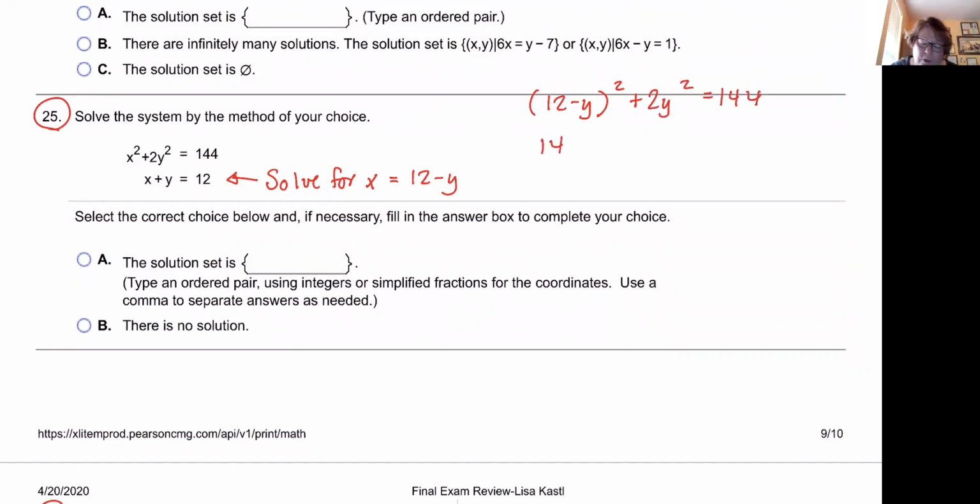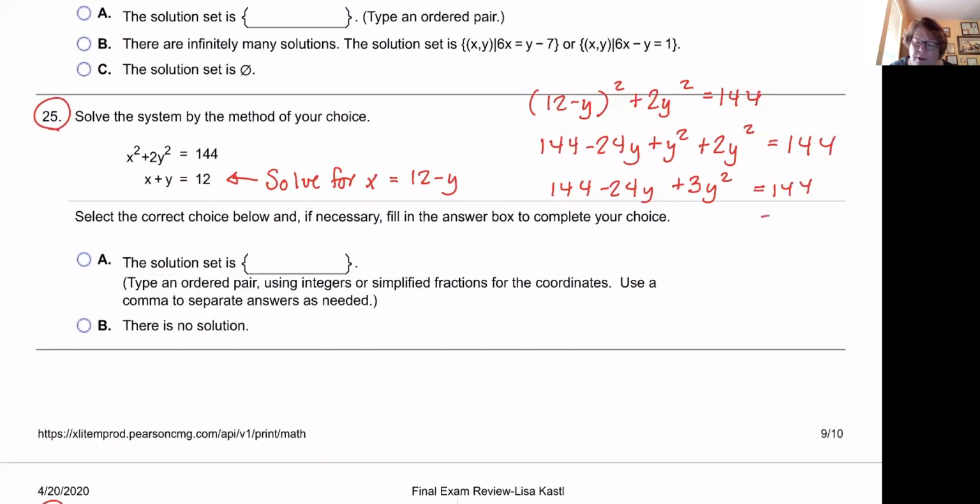So I get 144 minus 24y plus y squared is equal to 144. 144 minus 24y. I think I lost a y squared. Sorry about that, folks. Plus 2y squared equals 144. Is that better? 144 minus 24y plus y squared plus 2y squared. I just left the 2y squared off there. Okay, so that's going to give me a 3y squared.